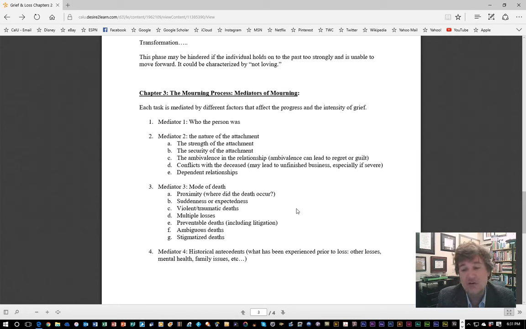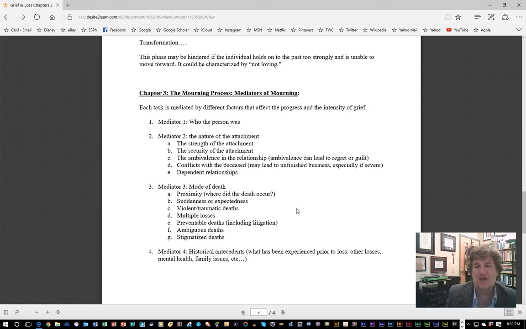What was the mode of death? The proximity, where did the death occur? Was it sudden or expected? Was it in a car crash? Was it violent or traumatic? Was it expected after a long illness? Were we able to talk and have closure? Or was it totally unexpected, without closure? Were there multiple losses? Was the death preventable in any way, including if there's litigation?